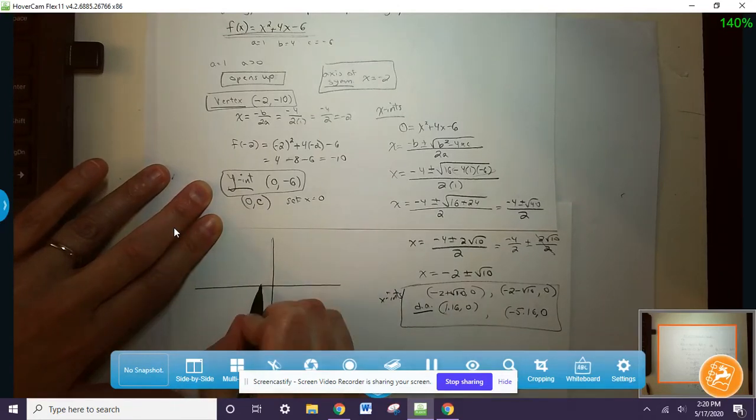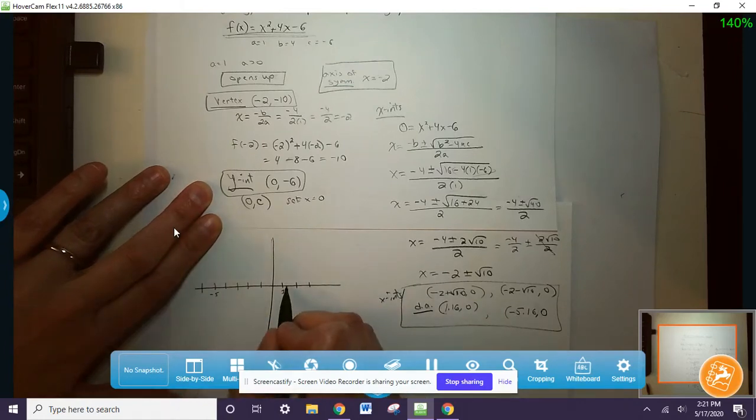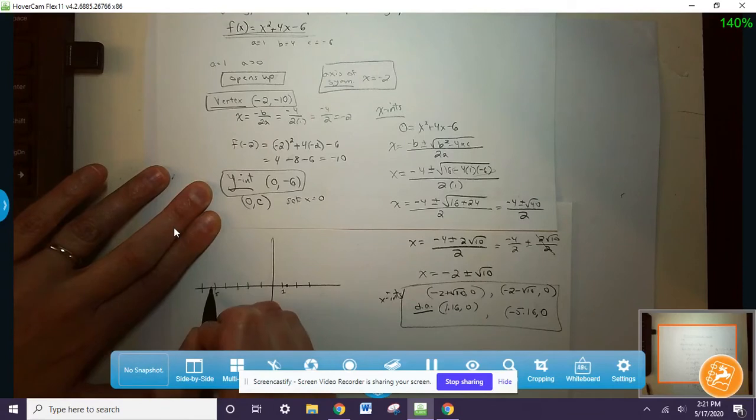So I feel comfortable counting by ones. I don't think we need to make a scale that is by 2 or by 3 or anything like that. So I'm going to estimate 1.16, and I'm going to estimate -5.16.